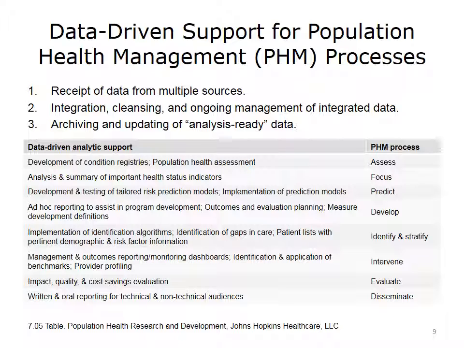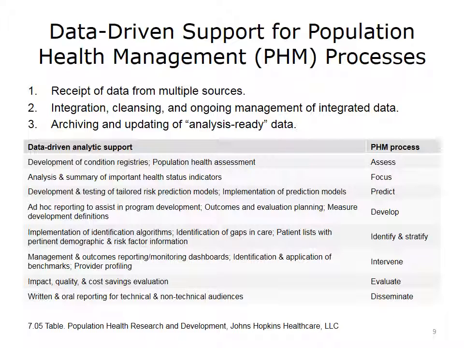Once data have been archived and updated, forming an analysis-ready dataset, the population health processes described on the previous slides can begin. Those population health processes begin with a population health assessment and with the development of condition registries, which may include conditions that may indicate that a person has a chronic medical condition, may be at risk of falls, has special health needs, or has functional limitations that affect activities of daily living.